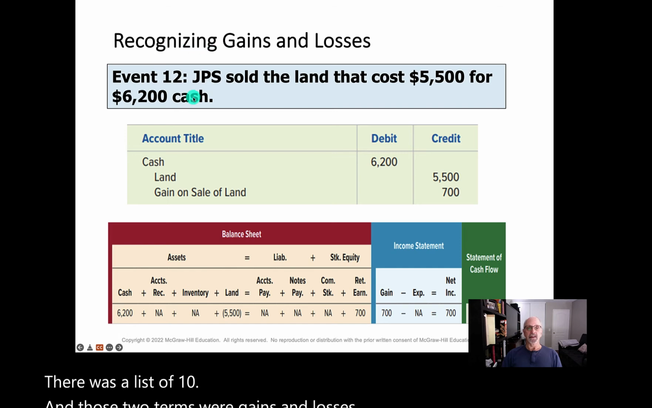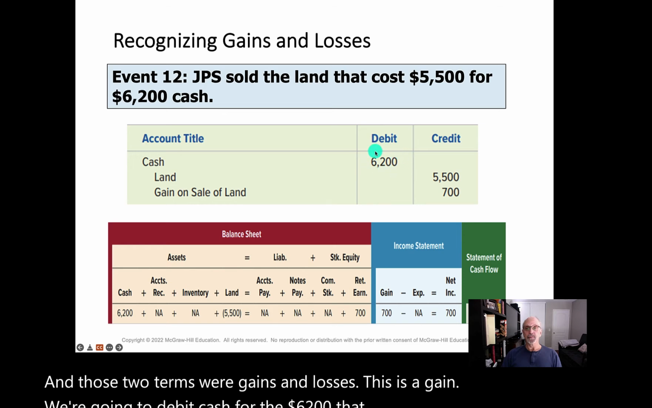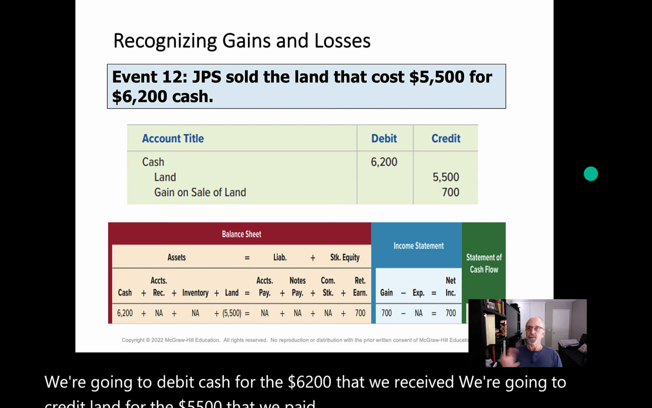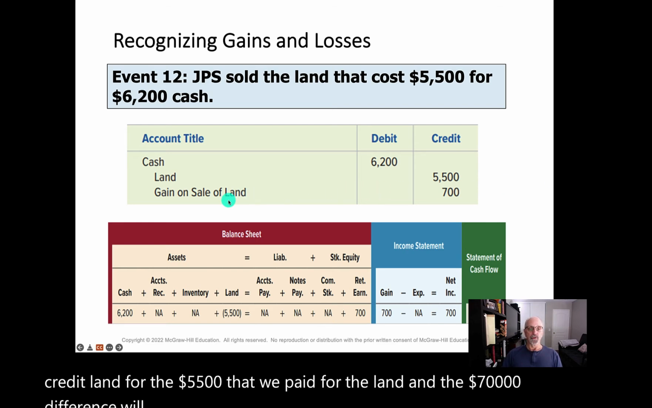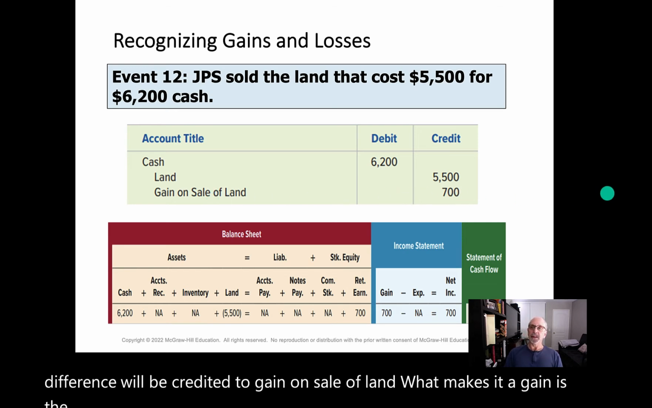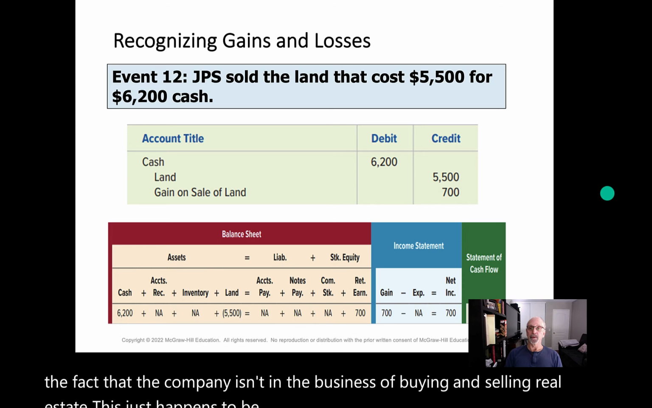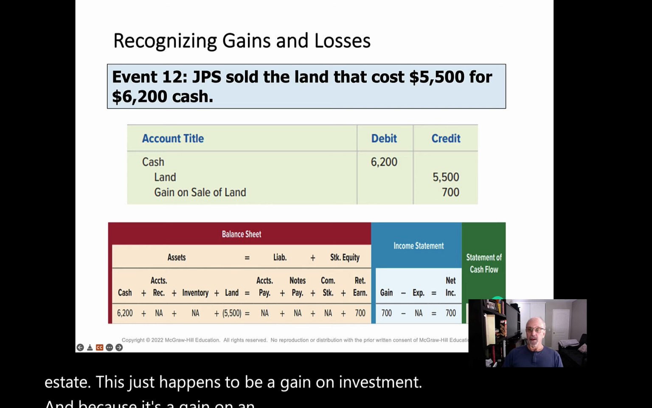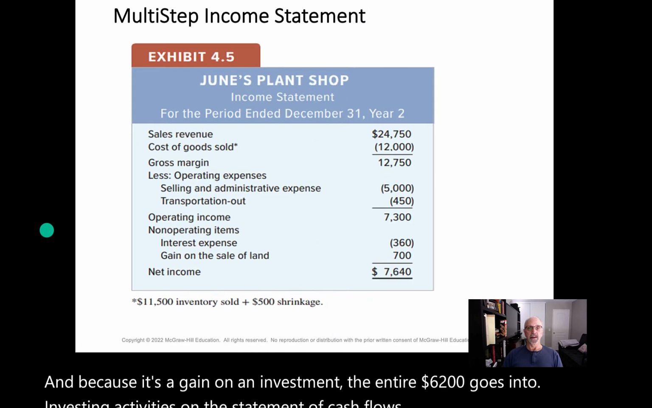This is a gain. We're going to debit cash for the $6,200 that we received. We're going to credit land for the $5,500 that we paid for the land. And the $700 difference will be credited to gain on sale of land. What makes it a gain is the fact that the company isn't in the business of buying and selling real estate. This just happens to be a gain on an investment. And because it's a gain on an investment, the entire $6,200 goes into investing activities on the statement of cash flows. So that's gains and losses.